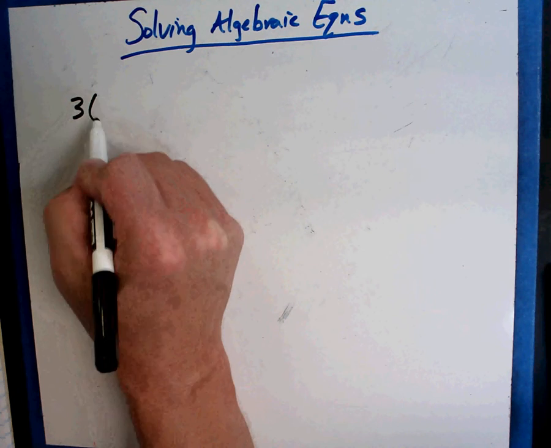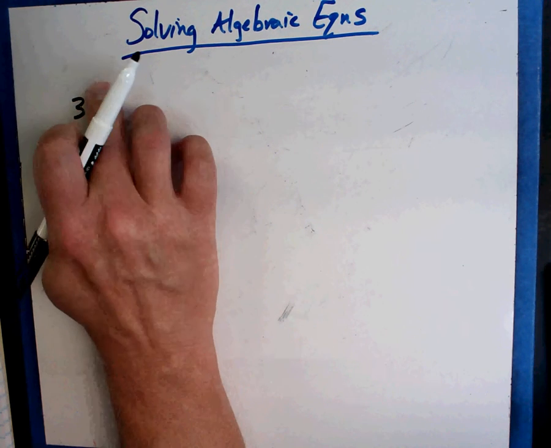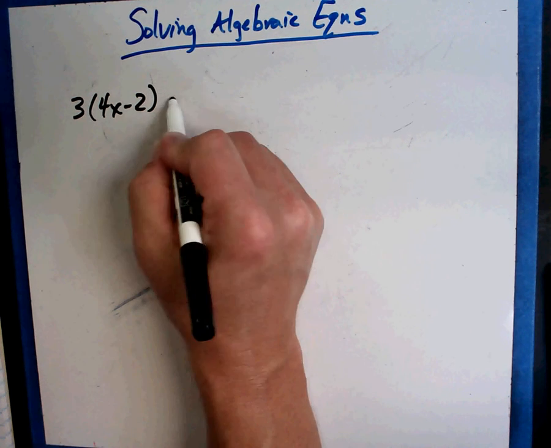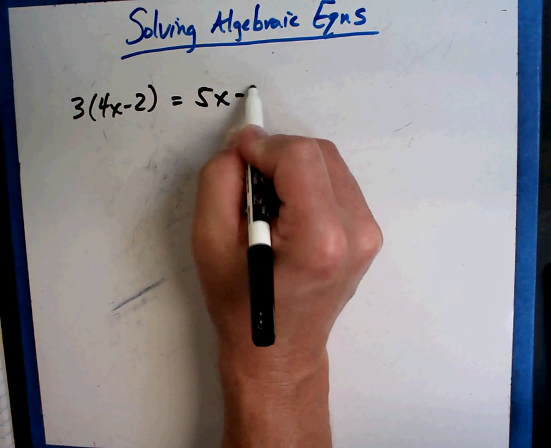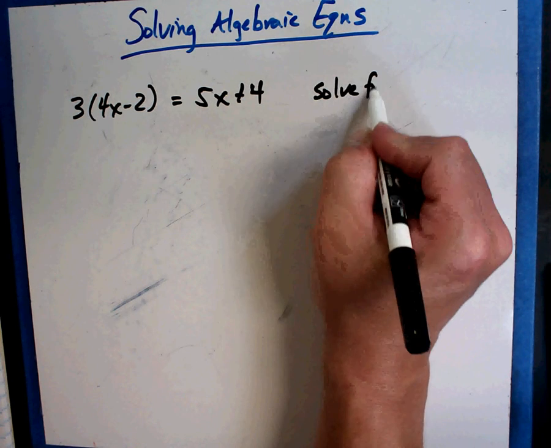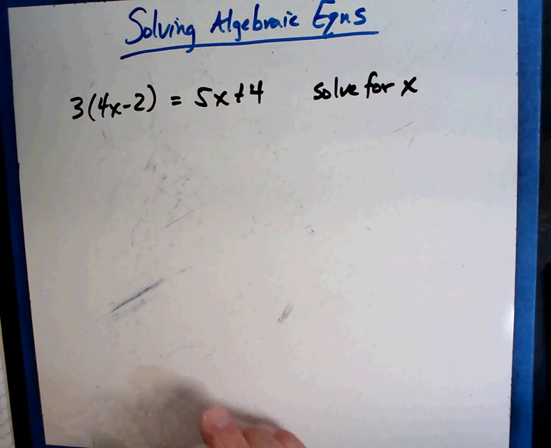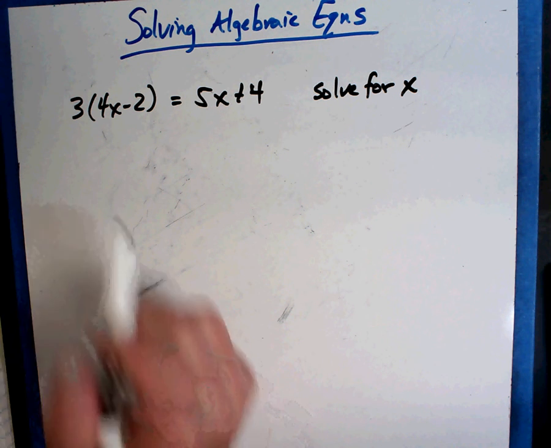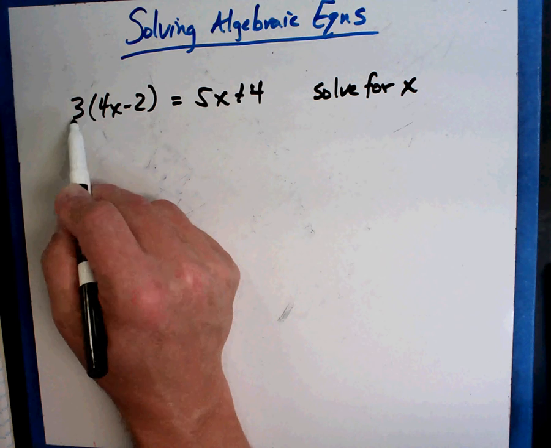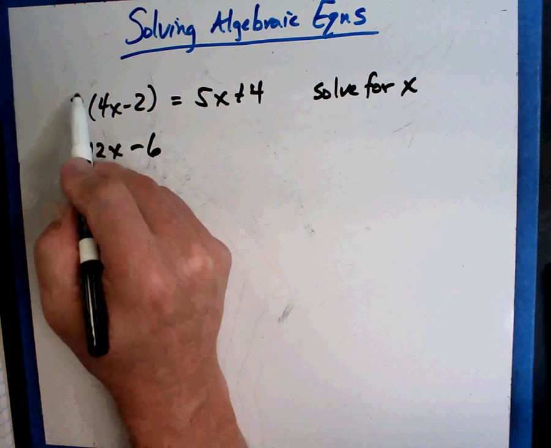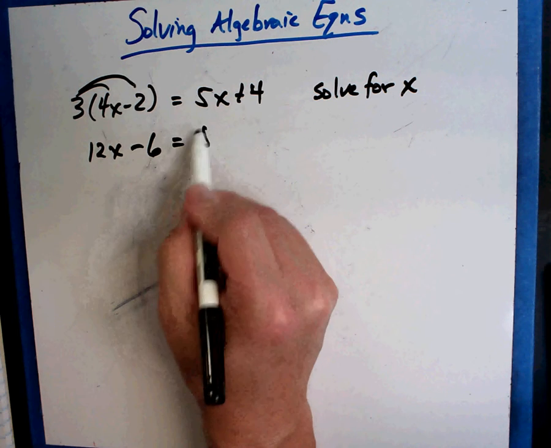You have 3 times 4x minus 2 equals 5x plus 4. Solve for x. So we're going to get an answer. We're going to get a number answer on it. To solve this problem, we just start working it algebraically. Well, we're going to multiply through here, so this becomes 12x minus 6, equals 5x plus 4.